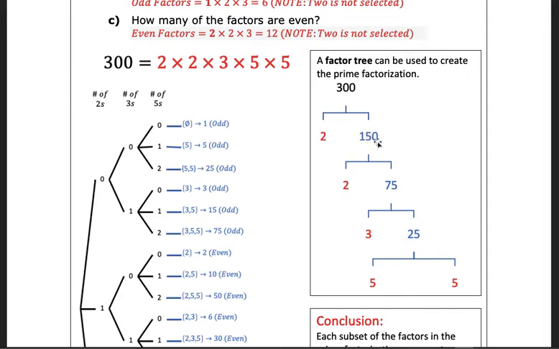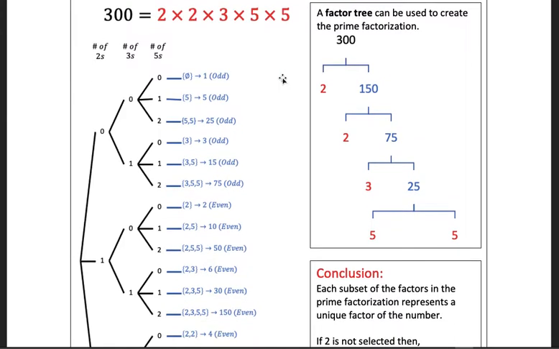150 is composite because I can multiply it as 2 times 75. If we continue in this manner, we'll end up with a prime factor at the bottom of the tree. And if we multiply each of those prime factors together, we get the prime factorization for a number. Each of these different selections of some of the prime factors will give you a set, and those numbers can be multiplied, and the result of that multiplication, the product, will be a factor of the original number.